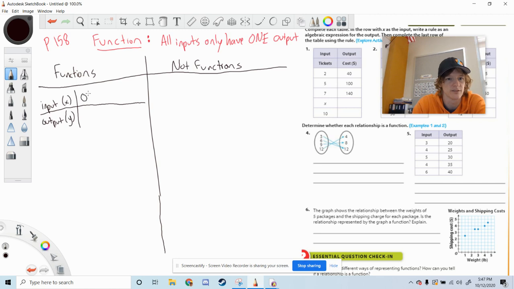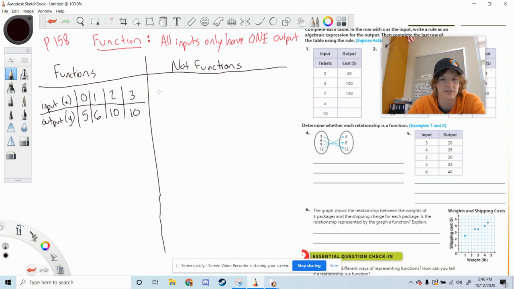So let's say the input is 0, 1, 2, 3. Okay, and the output is 5, 6, 10, 10 again. So now the question here is, all inputs only have one output. So let's check it out. The input of 0 has one output. The input of 1 has one output, it's 6. The input of 2 has one output, it's 10. The input of 3 has one output, it's 10. Doesn't matter, these are the same number. I'll explain that when we do the next one, which is going to be a graph.